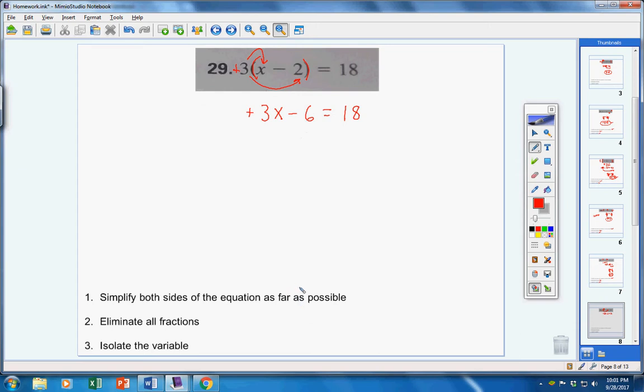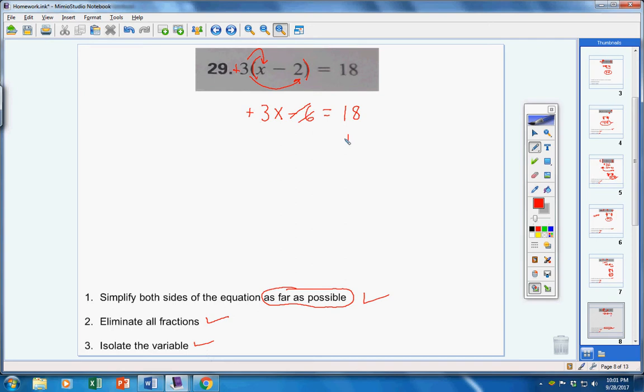Now, students, we have done this as far as possible. I have 2 unlike terms here. I cannot combine them, so I'm finished. There is no more simplifying that I can do. Number 2, there are no fractions. Step 3, isolate the variable. So, save this for last.